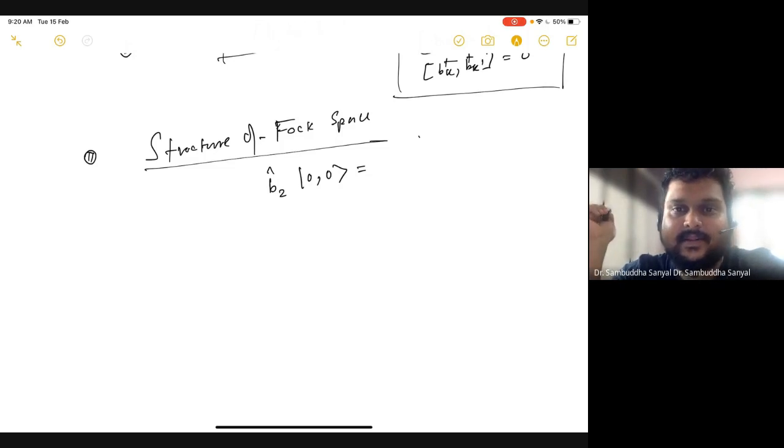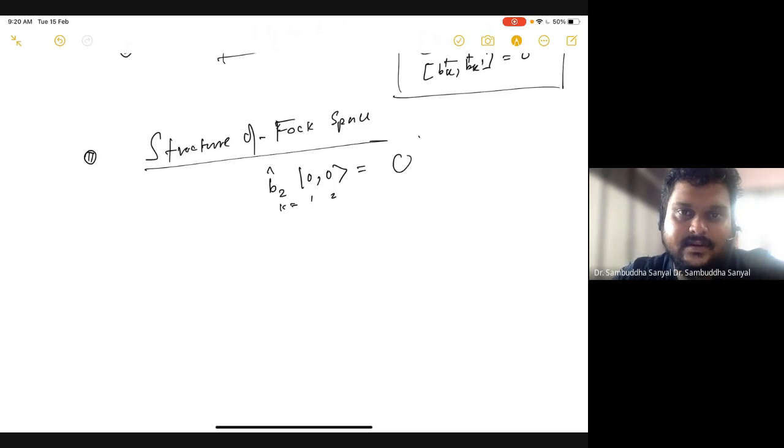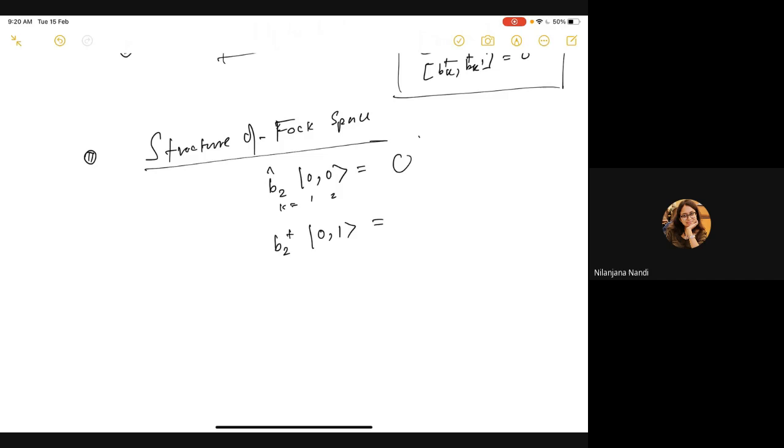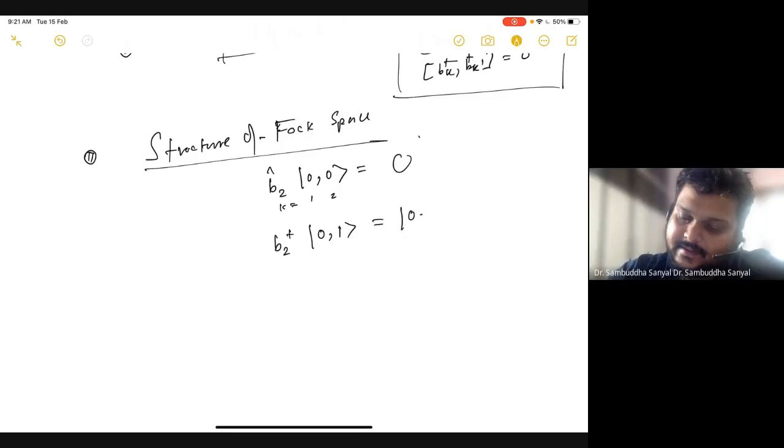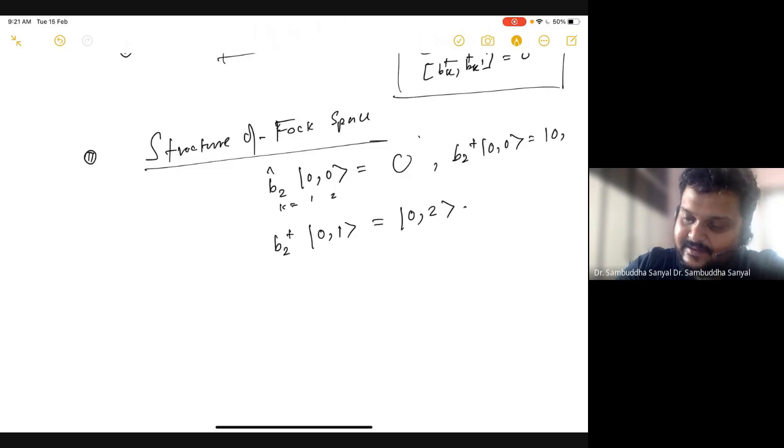Can somebody tell me what will this give me according to this definition? This is position 1, this is 2, like k equal to 1, 0, 1. It will give me 0, right? It is a null vector, or it's the vacuum. Now what will this give me? 0, 2. Right. So B2 dagger, I actually wanted to write this B2 dagger 0, 0. This will give me 0, 1. There is a normalization, of course, which I am not writing.